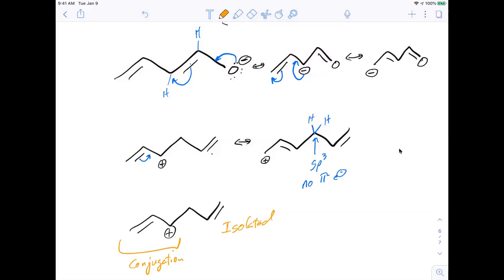But if you're in conjugation, that changes the reactivity and the way they behave. They are in communication. So think about conjugation as communication, right? And non-conjugation or isolation as not communicating. And they communicate if there is a pi system they can work with.